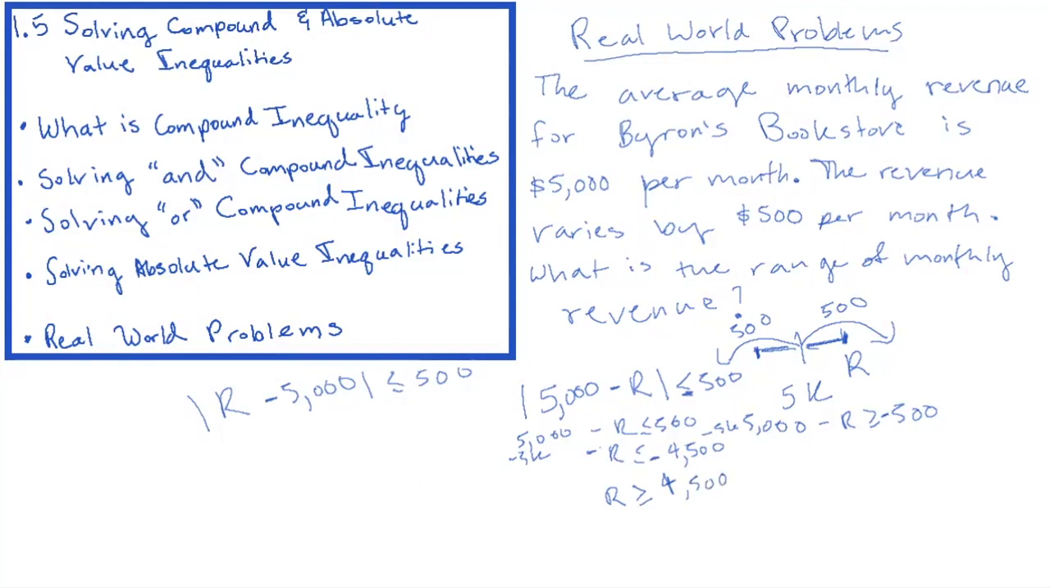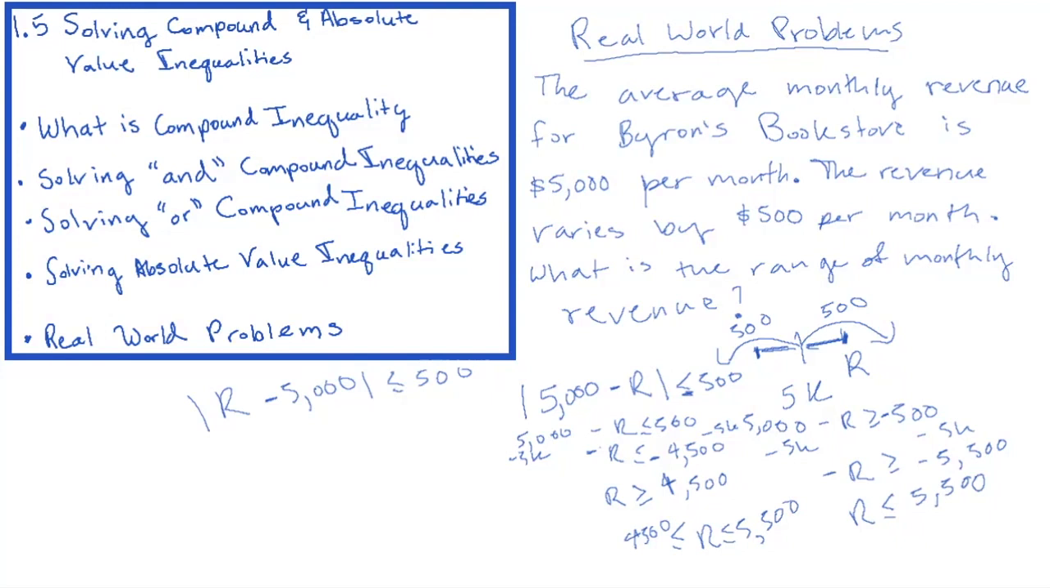Now, with the other side, we can once again subtract 5K from both sides. This gives us negative R greater than or equal to negative 5,500. And just like before, when we multiply by a negative number, you end up with R less than or equal to 5,500. Just like we said when we estimated, R is going to have to be between 4,500 and 5,500.